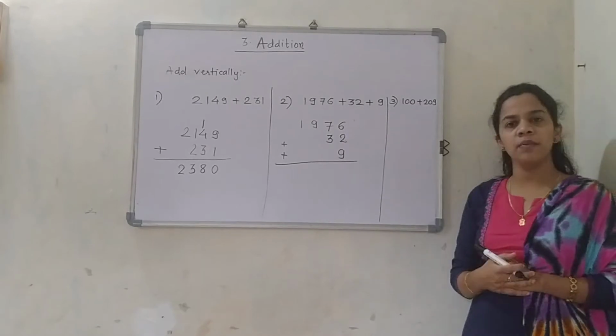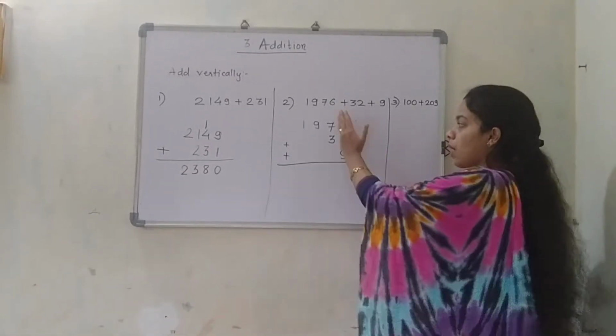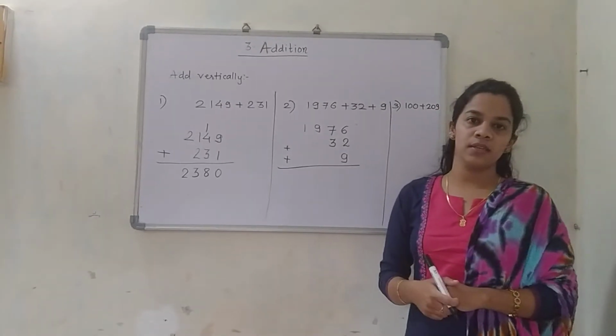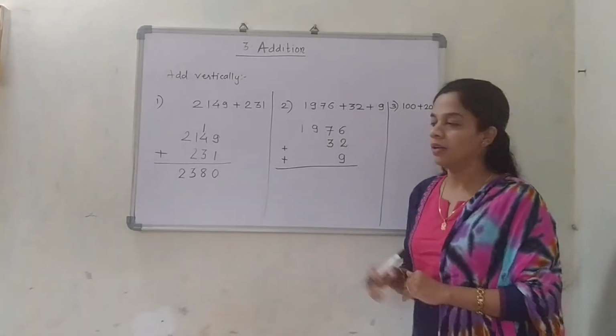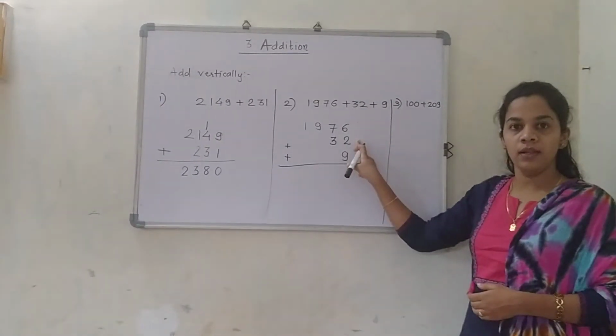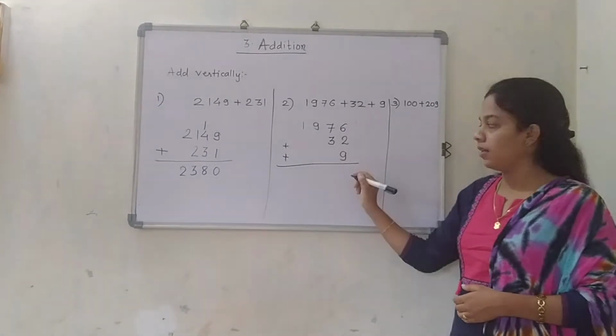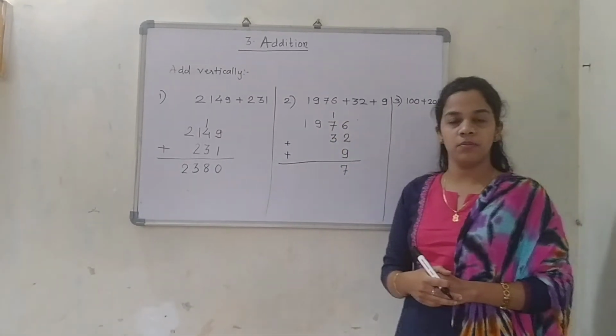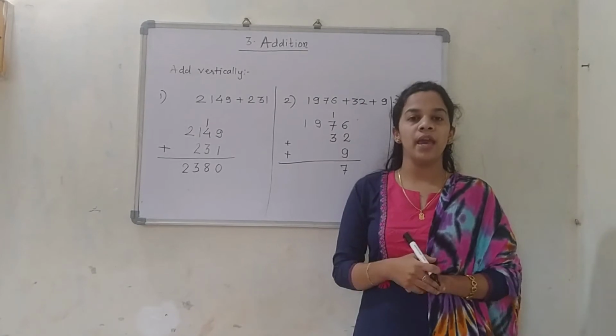Just see here. 9 plus 2. What is 9 plus 2? We are just going to count on this side. 9 plus 2 is 11. 11 plus 6 is, yes, it is 17. We are going to count this total full 9. It is 9 plus 2 is 11. 11 plus 6 is 17. So we are going to write 7 over here. 1 will be placed on the next number's top. Okay, it is going to be carried forward.